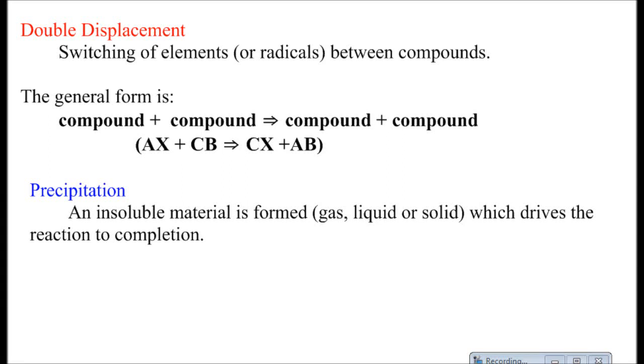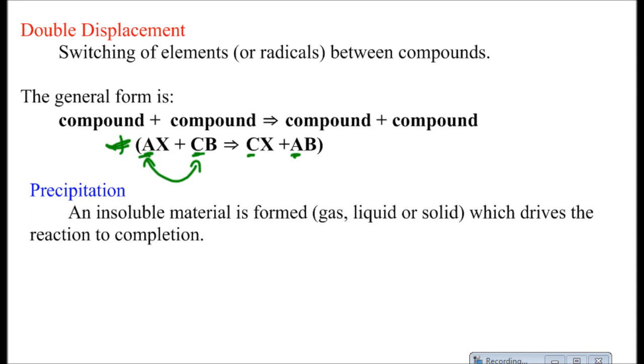The next type of reaction we're going to talk about is double displacement reactions. This is the switching of the elements between compounds. So if you want to picture this example here that we're looking at, with the A standing for a metal and the C standing for the metal, what they've basically done is they've swapped places, the C and the A. Now, how do we know if this reaction actually occurred?